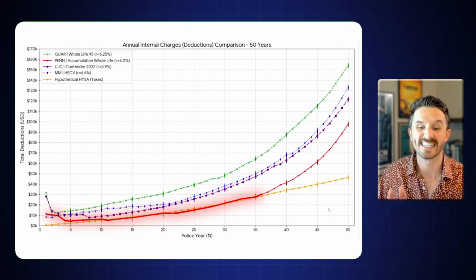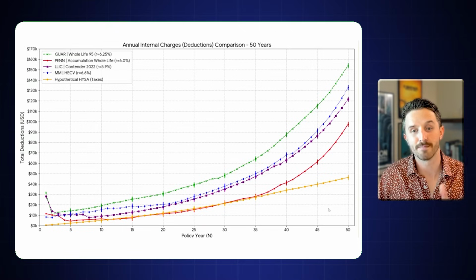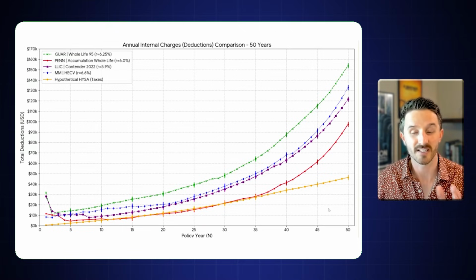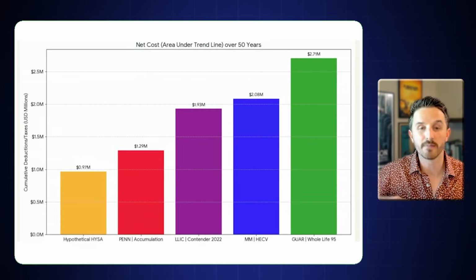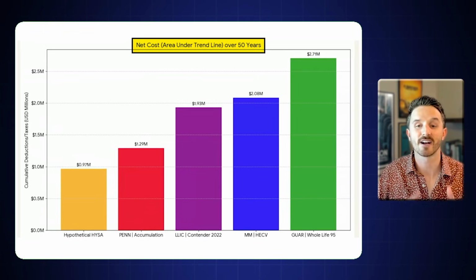It was virtually an identical amount. So I thought that was pretty cool. Definitely compared with all of the whole life policies, it has lower annual charges compared with all of those. And once again, I summed the area underneath the trend lines, and here's the net cost over 50 years.